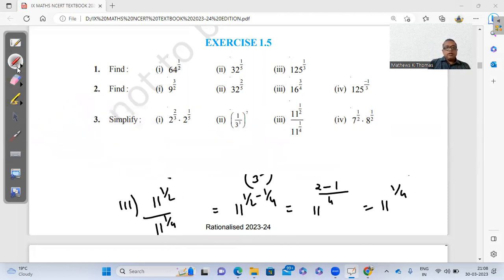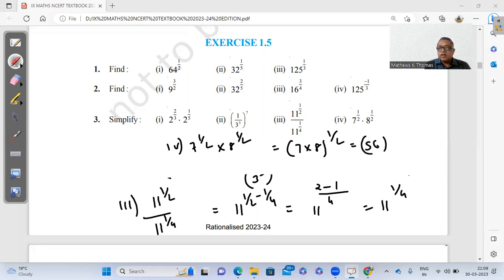Then the last part is 7 to the power 1 by 2 into 8 to the power 1 by 2. So here the law of exponent says that if you are having same powers but different bases, just multiply the bases and the power remains same. So 7 into 8, we get 56, and power will remain same. So answer will be 56 to the power 1 by 2.